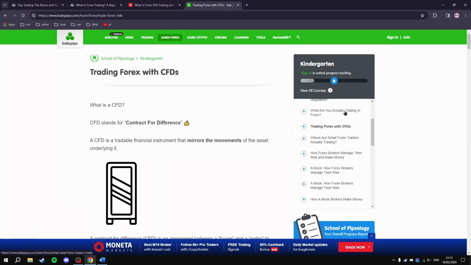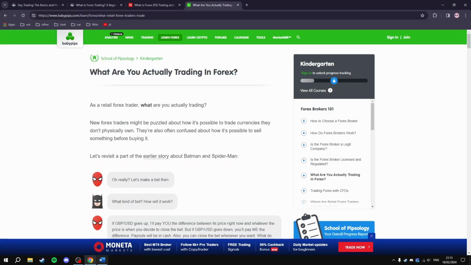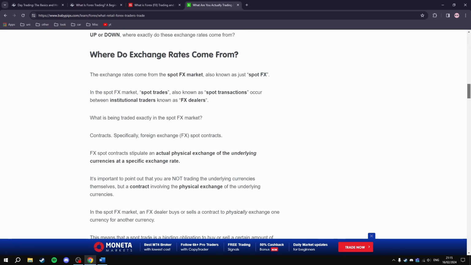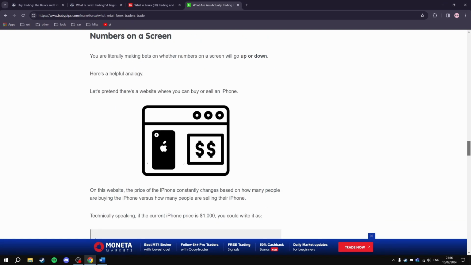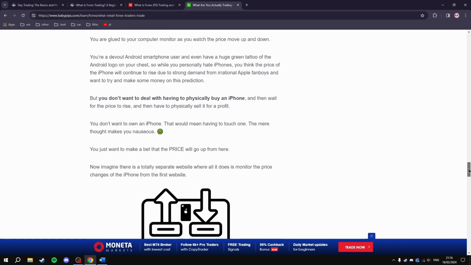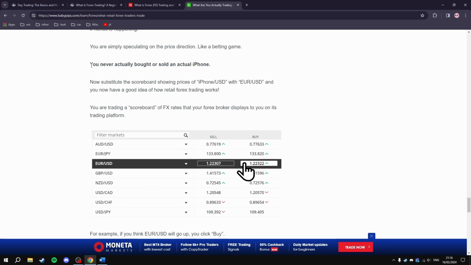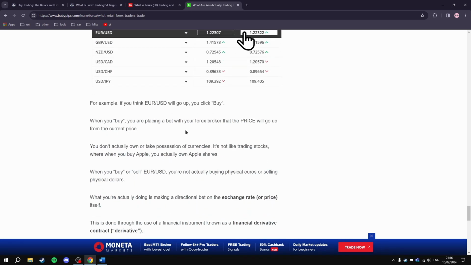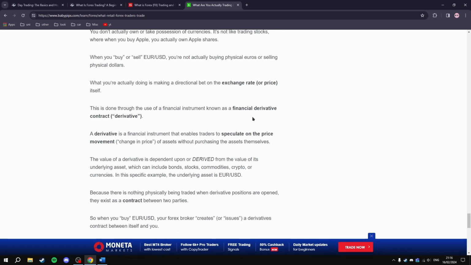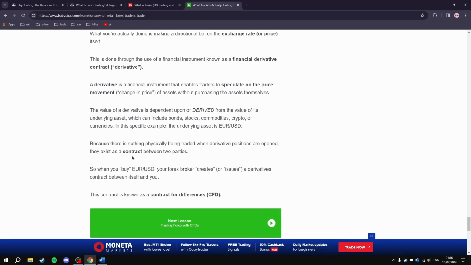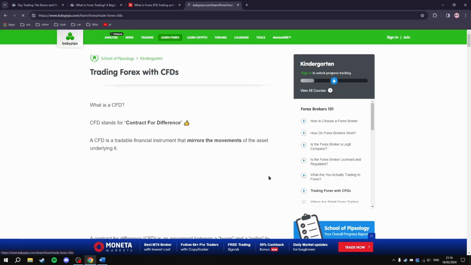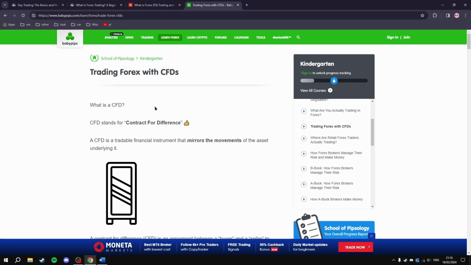So in the last episode we went through what you are actually trading in Forex. We read through this page, we made notes, learnt about the brokers, all that sort of stuff. We learnt, well, already knew, that we're not actually buying whatever currencies we're dealing with, it's just a contract basically. CFDs, contract for differences, and yeah, we end up with trading Forex with CFDs. So let's get started. Trading Forex with CFDs.